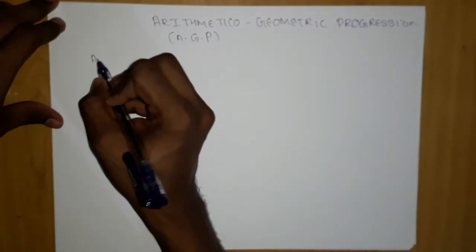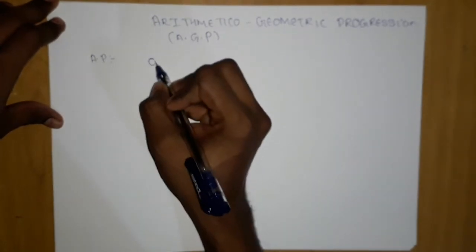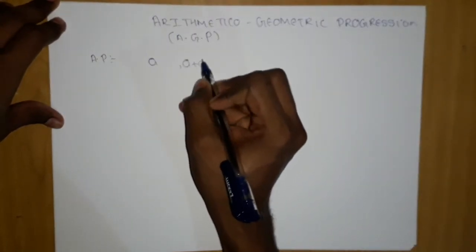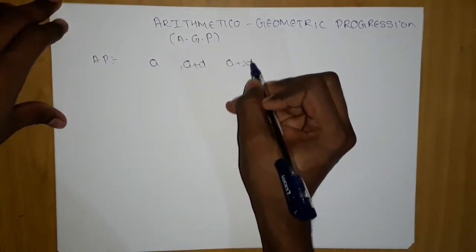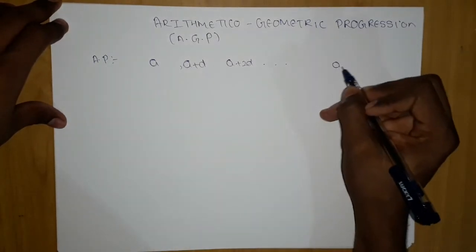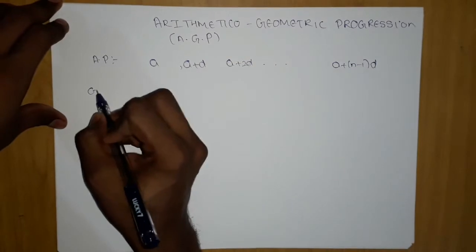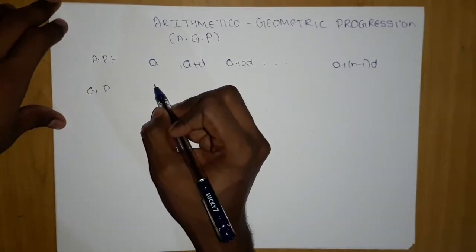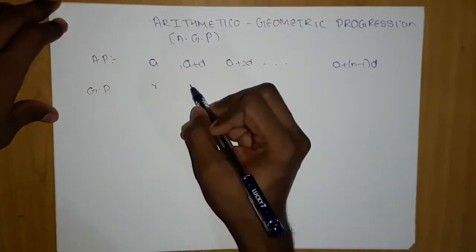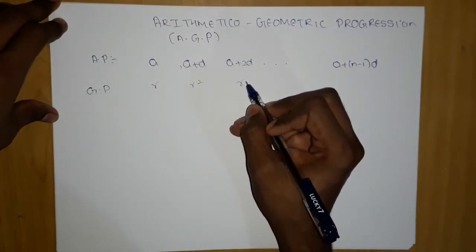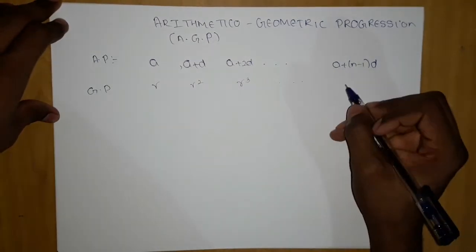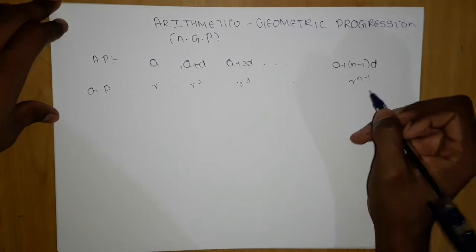What is AP? How do we consider terms in AP? A, A plus D, A plus 2D. What is the last term? A plus n minus 1 into D. We know this. Now consider GP. What is the first term in GP? 1, R, R square, R cube. What is the last term? R power n minus 1.